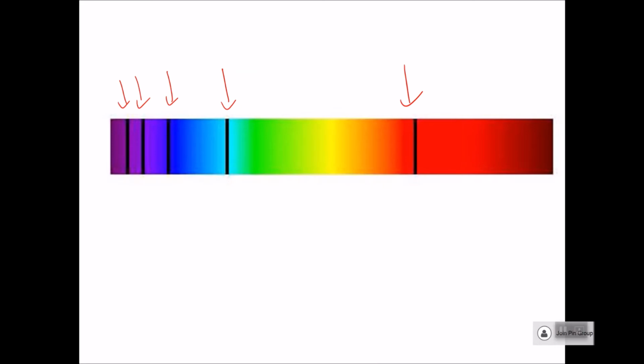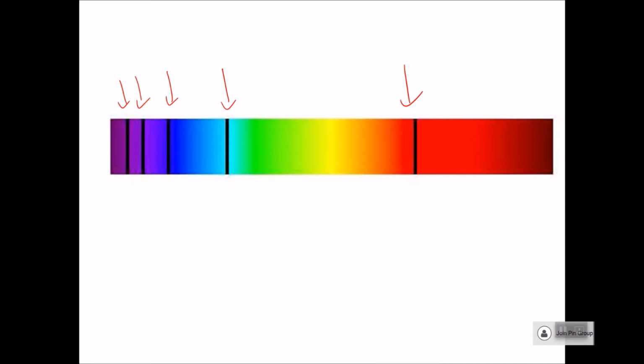Now this is quite useful because we can identify what elements stars are made up of, because certain elements always absorb the same frequencies, which is how we know things like the basic stars are made of hydrogen and helium, because they always absorb these certain frequencies no matter where you are in the universe.